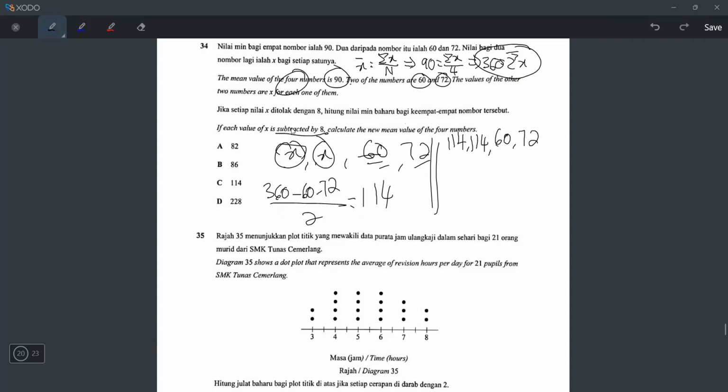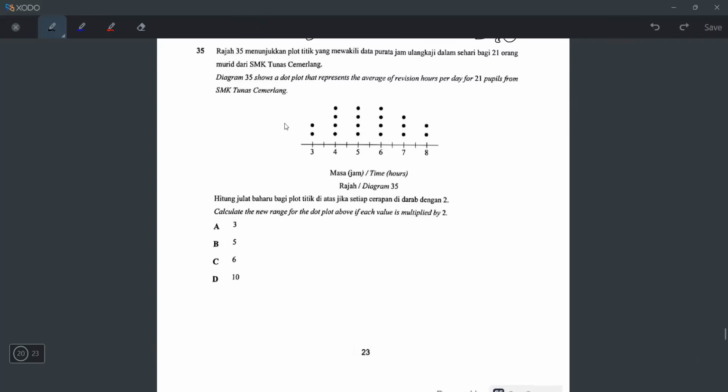And then they say if each value of x is subtracted by 8, so 114 has to minus 8, 106. So 106, 106. But this one doesn't minus 8, this one stays, this one also stays the same. Calculate the new mean. So what's the new mean? 106 plus 106 plus 60 plus 72, divide by 4. You press this, you get the answer. Okay, I got it. 86. Yeah, the mean is 86. So that's all. Okay, almost there.